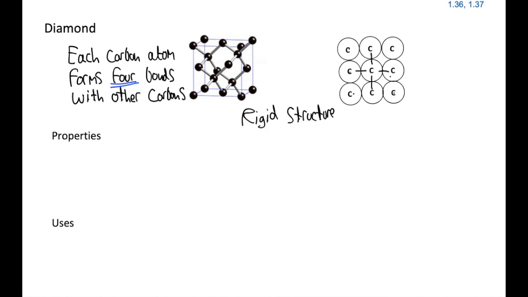Now, because of this very rigid structure, diamond is very hard, and so is good for strengthening cutting tools like drill bits. The melting point, as you can imagine, is very high because of many strong covalent bonds which take a lot of energy to overcome.